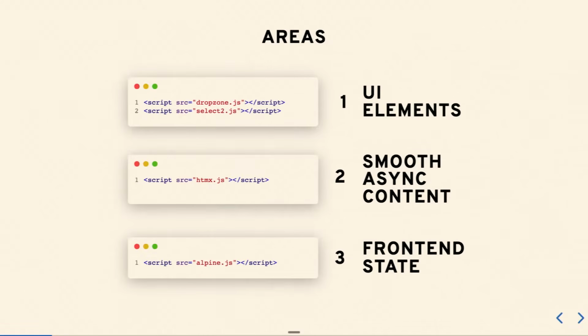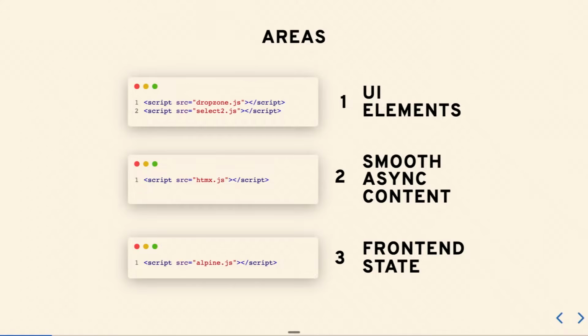So what I'm going to do is go section by section. If you're building a web app today, there are things that the platform doesn't give you just yet. A good example is file uploads or multi-selects. So that's in the UI elements category.